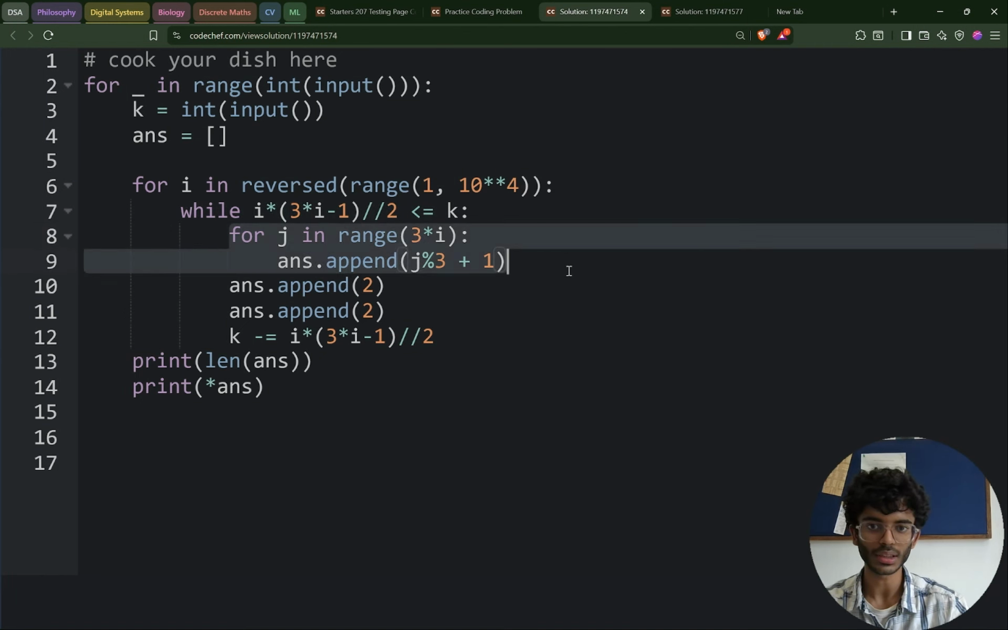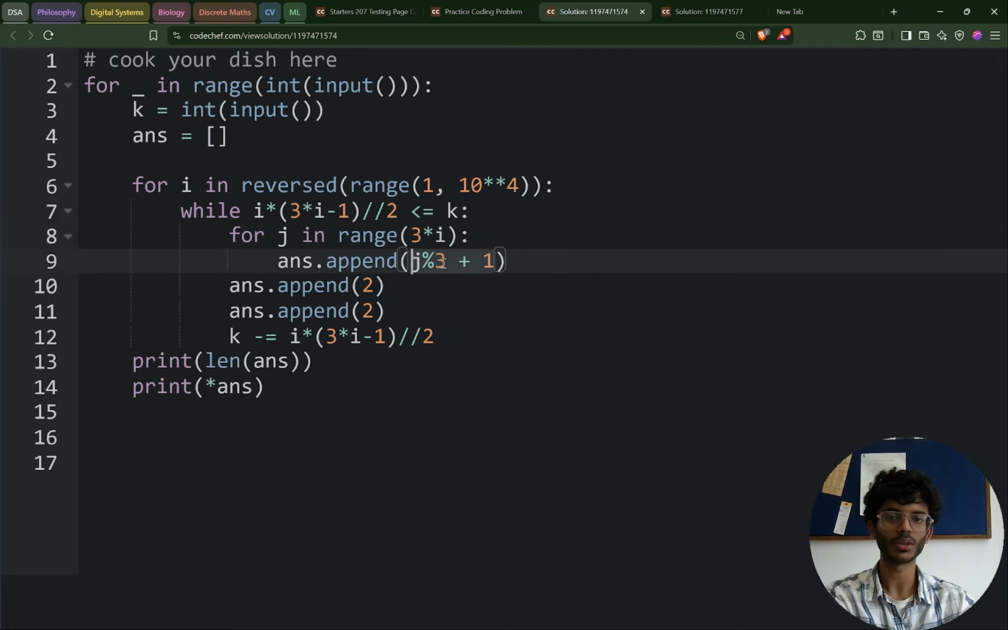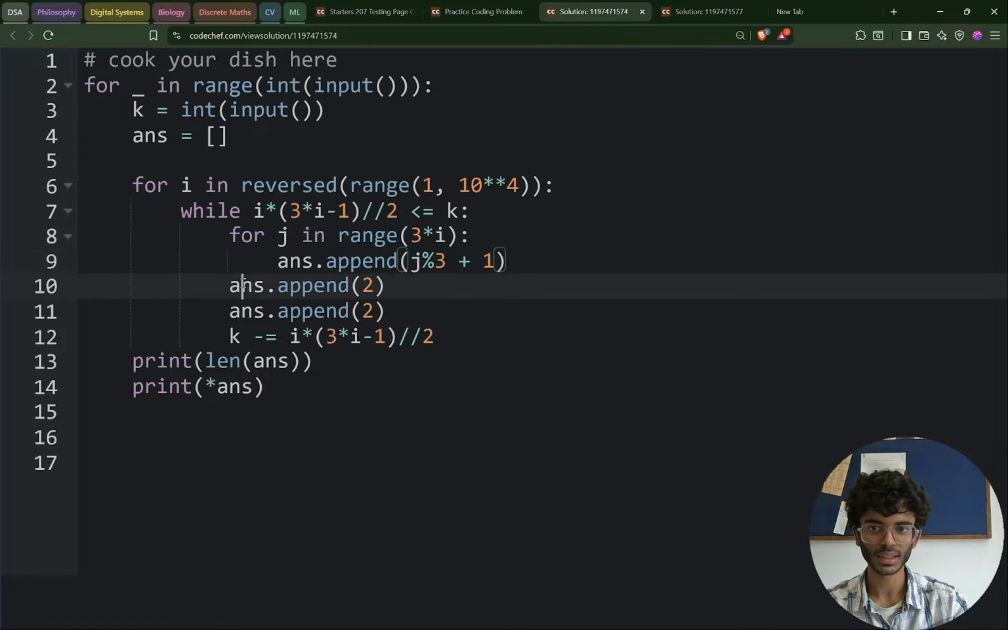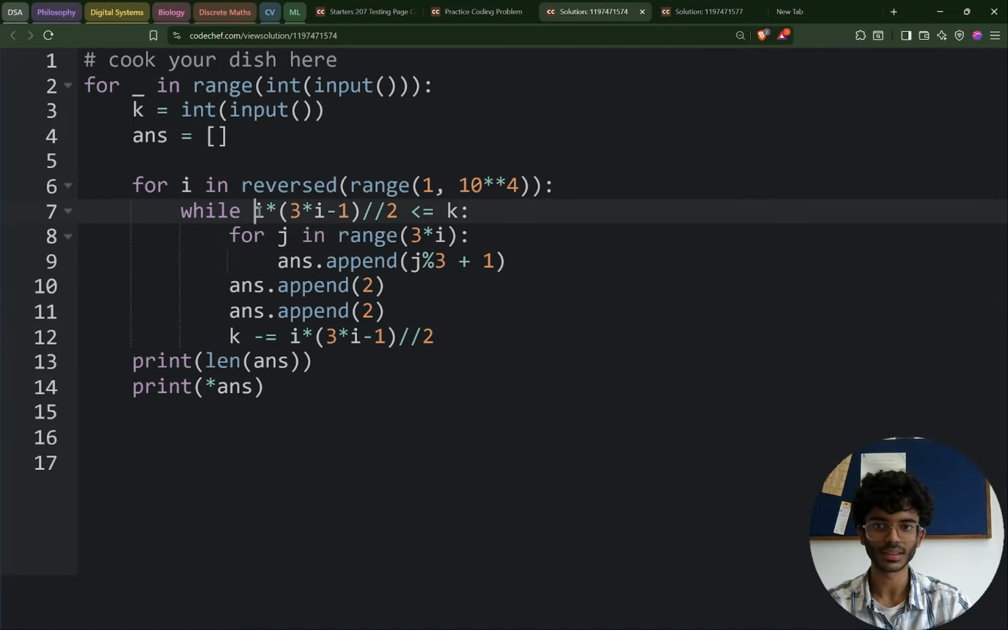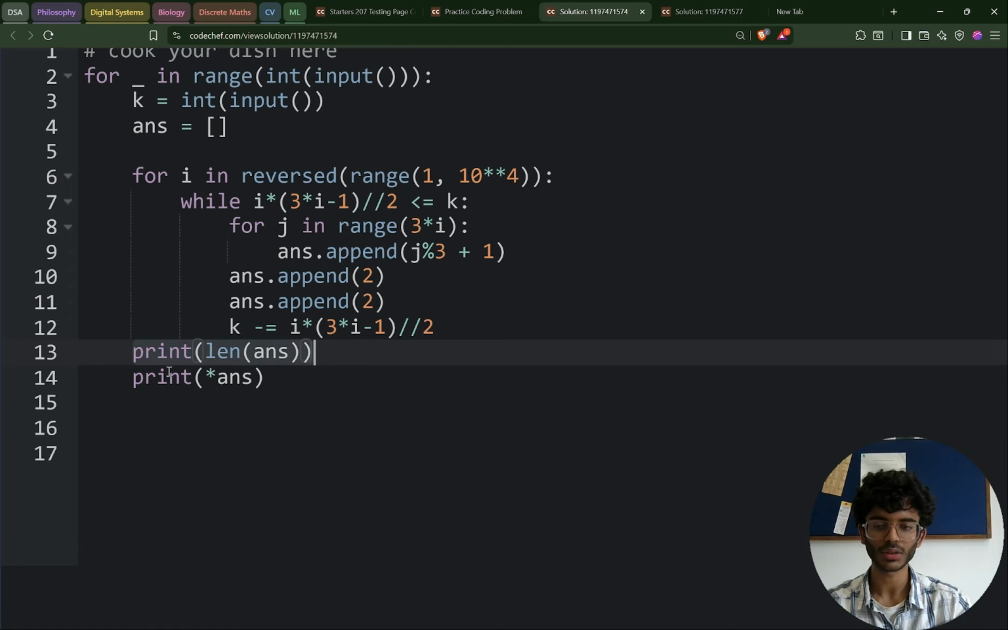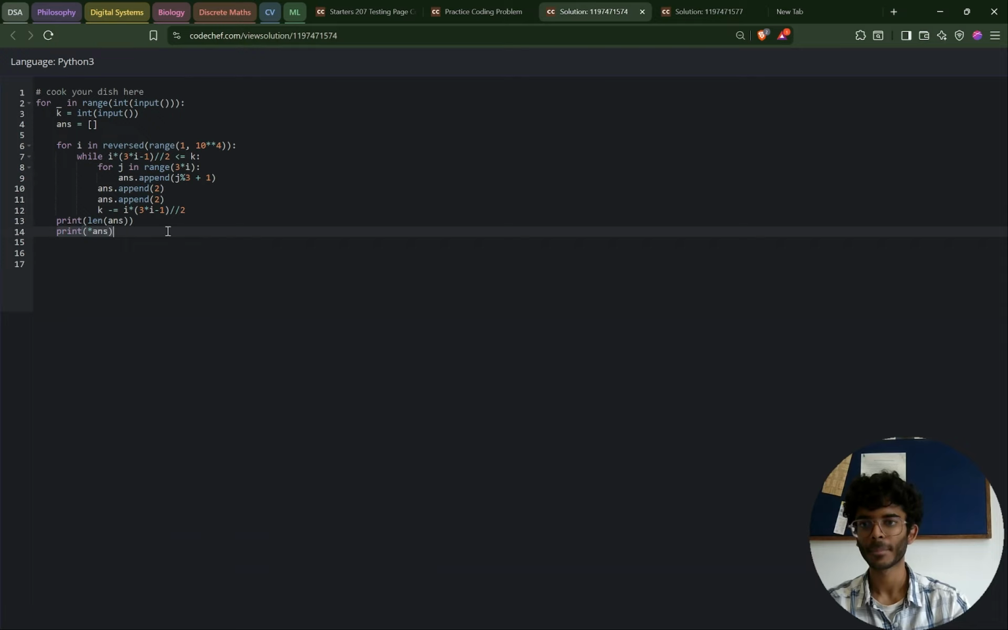So over here, we are running a loop from 0 to 3 times i and printing j modulo 3 plus 1. So it will print 1, 2, 3, then 1, 2, 3, then 1, 2, 3. It will just keep printing that in cyclic order. Once we are done appending that, we'll append two twos to account for the non-overlapping case, and then we'll subtract this summation of our AP from our k. In the end, we'll print the length of our answer and we'll print our answer as well. So this is pretty much the whole solution in Python.